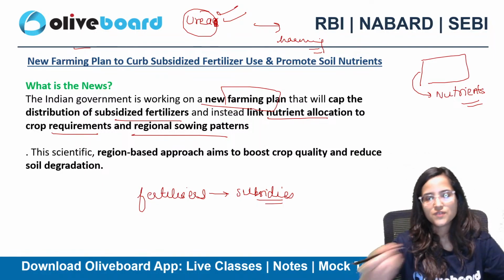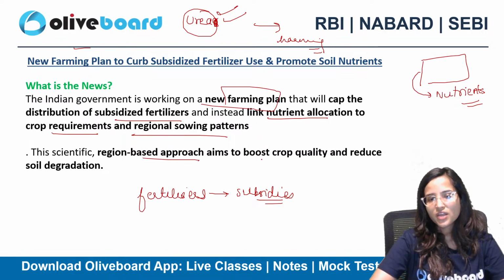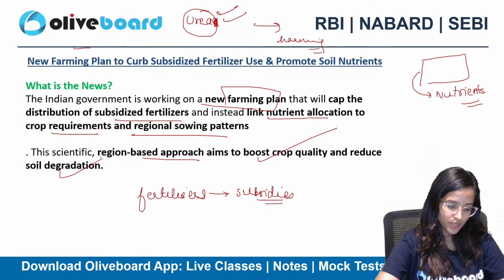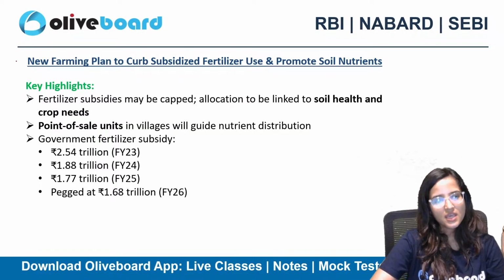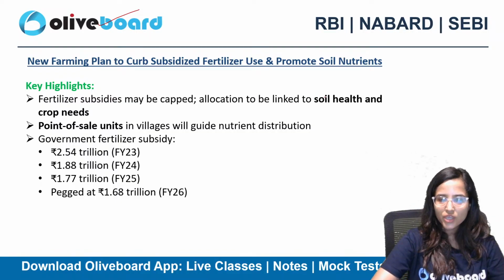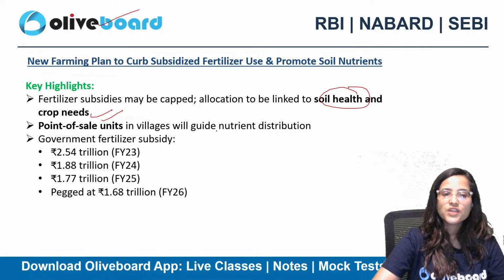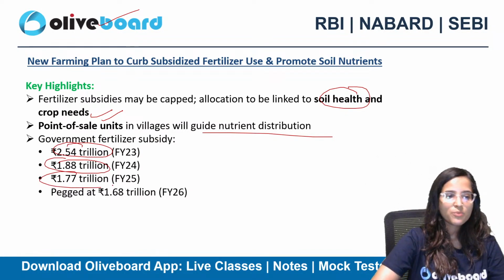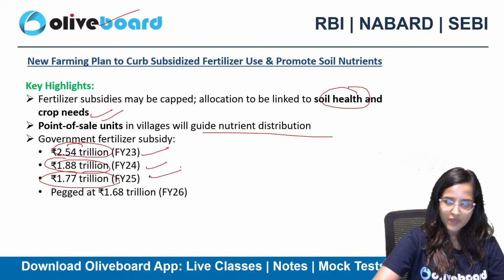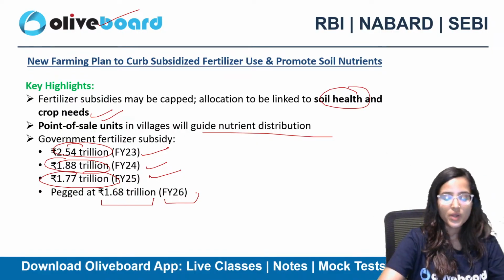So in this we will do direct benefit transfer, directly money will be transferred in this case. Okay? So we talk about a region based approach in order to boost crop quality and reduce soil degradation. Okay? So fertilizer subsidies we will cap, whatever it is, we will let it stay as it is. We are going to link the allocation with soil health and crop needs. Okay? The point of sale units in villages will guide nutrient distribution. Government fertilizer subsidy, if you see the burden, 2.54 trillion rupees, 1.88 trillion rupees, 1.77 trillion rupees is for 23, 24, 25. And now we have capped, we have pegged it to 1.68 trillion rupees in financial year 26. We have capped this much.